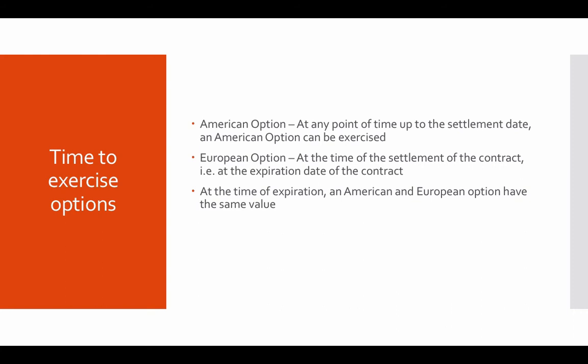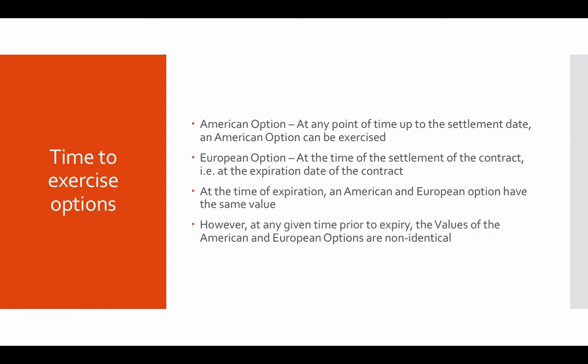Now, at the time of expiration, an American and a European option will have the same value, whereas at any given time prior to the expiry, the values of the American and European options are not identical. There may be a lot of questions popping up in your mind about how you substantiate this theory that the value is different, and whether we can see examples of American and European options. The question regarding the valuation of options is something that is going to be dealt with extensively in Level 2, so you don't really need to worry about option valuation much during Level 1. In terms of American and European options, yes, we will be covering them to some extent in future sections.